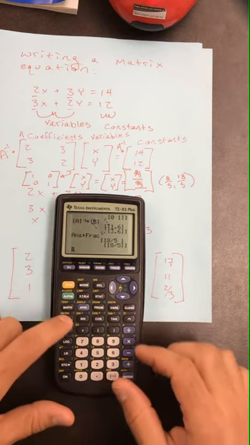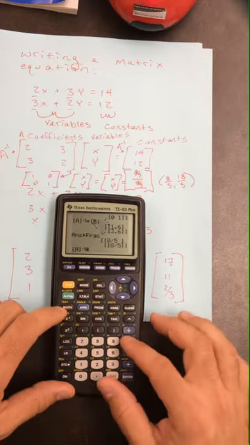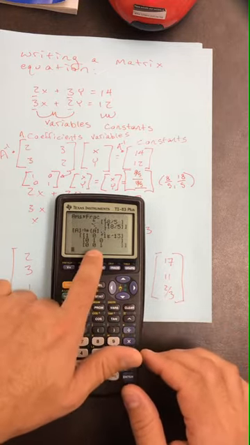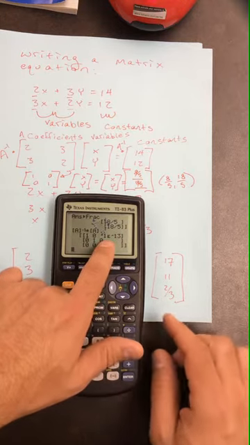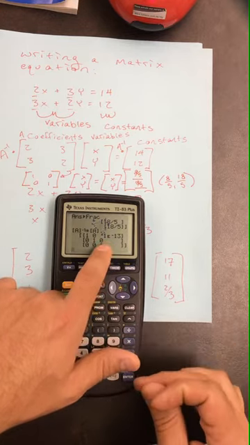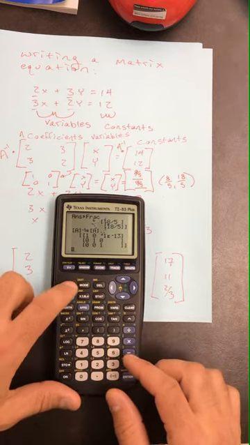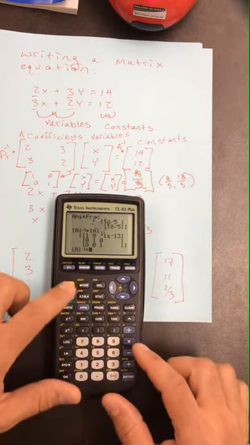Now remember, we want to do the inverse of matrix A times matrix A, and make sure that it gives me the identity matrix. Which this one, it kind of messed up just because of that fraction. It did round the fraction, but that's the same value as 0. That means 0. So it's okay. So now I'm going to do the inverse of matrix A times matrix B.